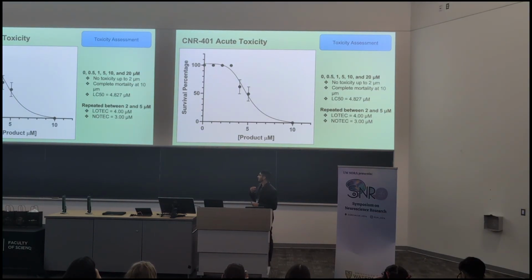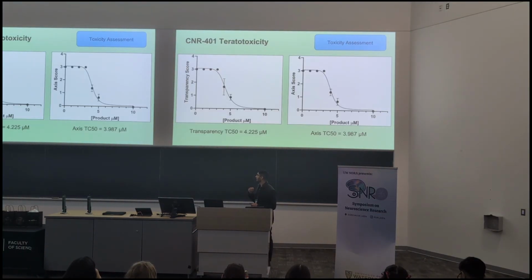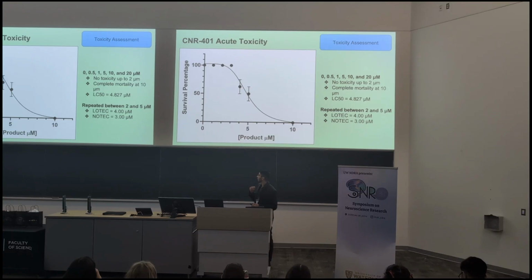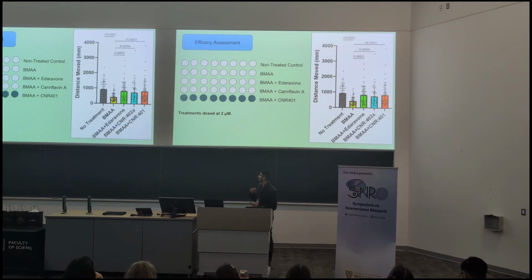So the first thing was a toxicity assay. It was a trial toxicity, so developmental abnormalities. And what we found is that our drug was safe below 3 micromolar, and so for all preceding treatments, we went with 2 micromolar. And that's what you're seeing here.